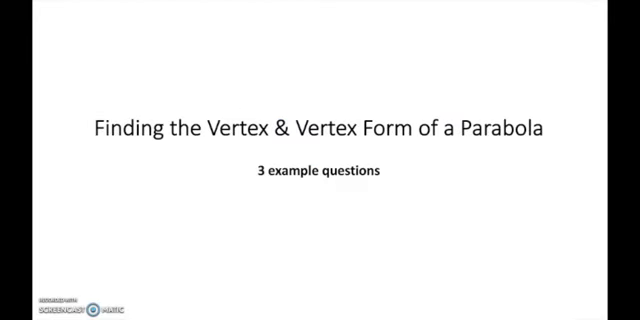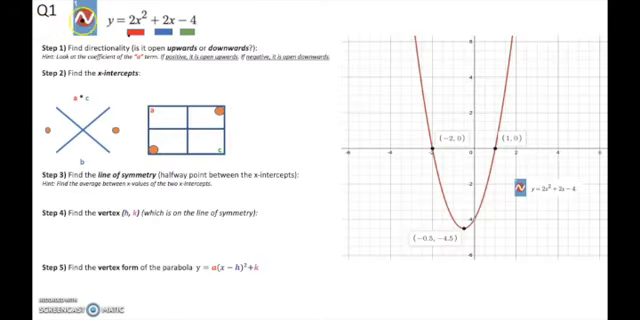Hey class, in this lesson we're going to be finding the vertex of a parabola as well as the vertex form, or the graphing form, of a parabola. There will be 3 example questions. In this first example question we have y is equal to 2x squared plus 2x minus 4.